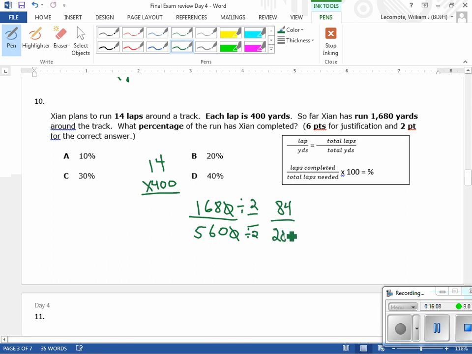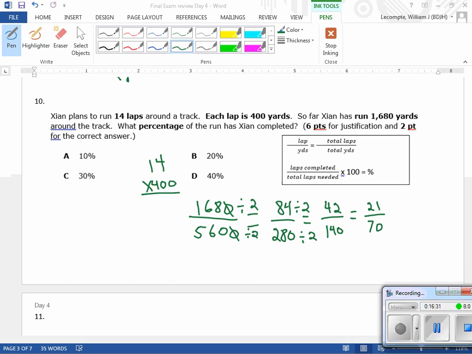And I'm just going to keep going. So I'm going to divide by 2, and I get 42 over 140. 42 over 140, that's going to be 21 over 7. And I can divide both of these by 7, and I get 3 over 10, which is 30%. So I would choose letter C.